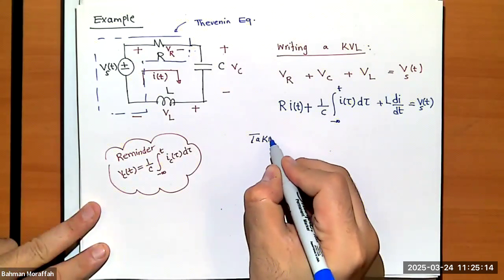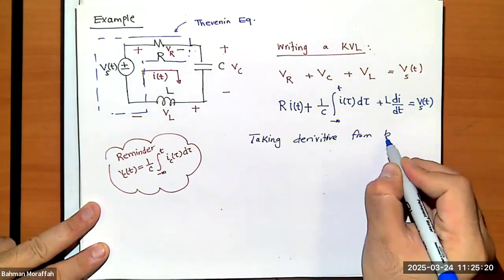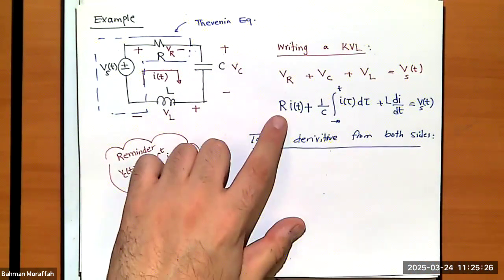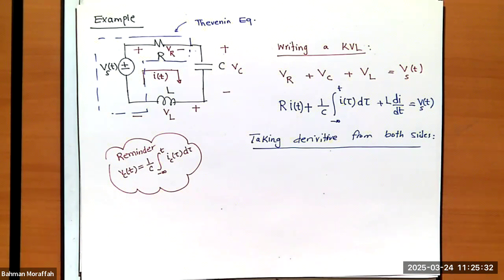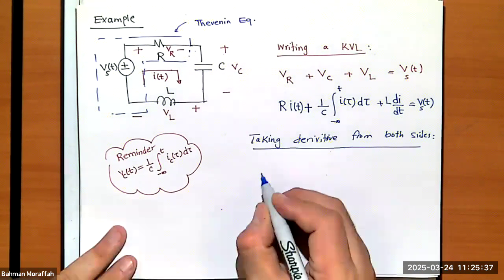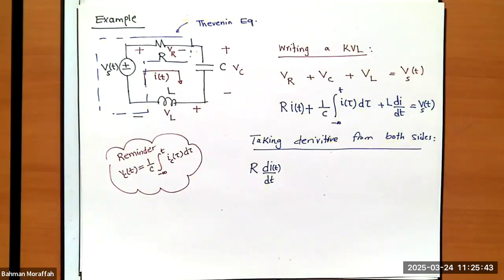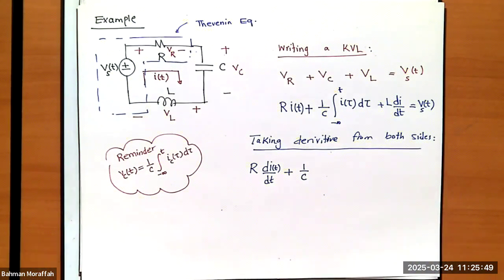So taking the derivative from both sides, what do I get? I have to take the derivative of R times I(t). R is a constant, so I can pull it out. I is a function that's changing over time, so I can take the derivative of that. So I have R di/dt, right? Plus 1 over C, the derivative of the integral from minus infinity to t of I(tau) d tau is I of t, right?